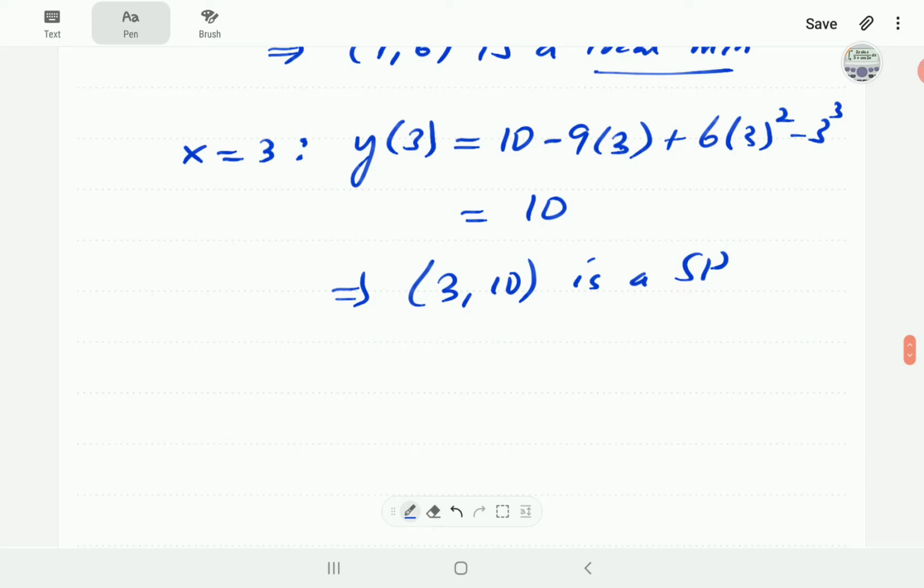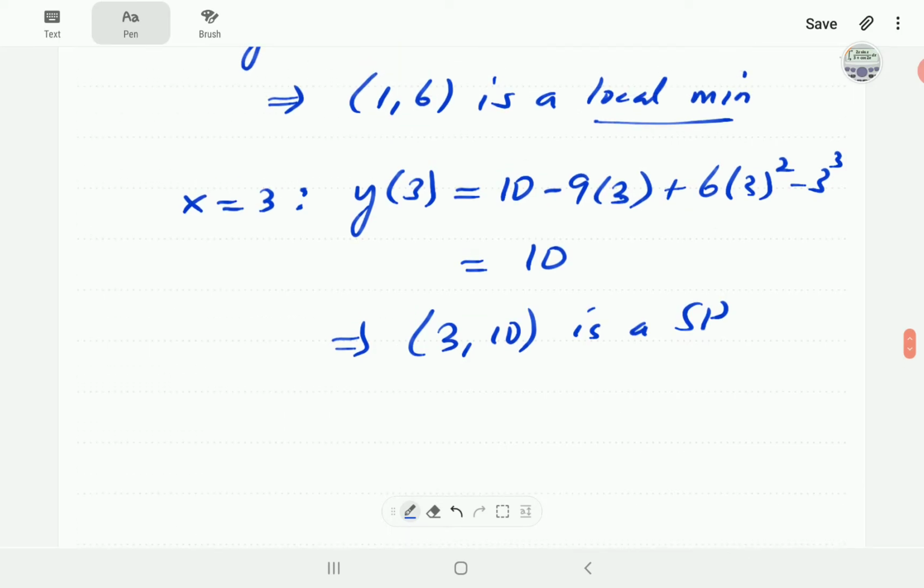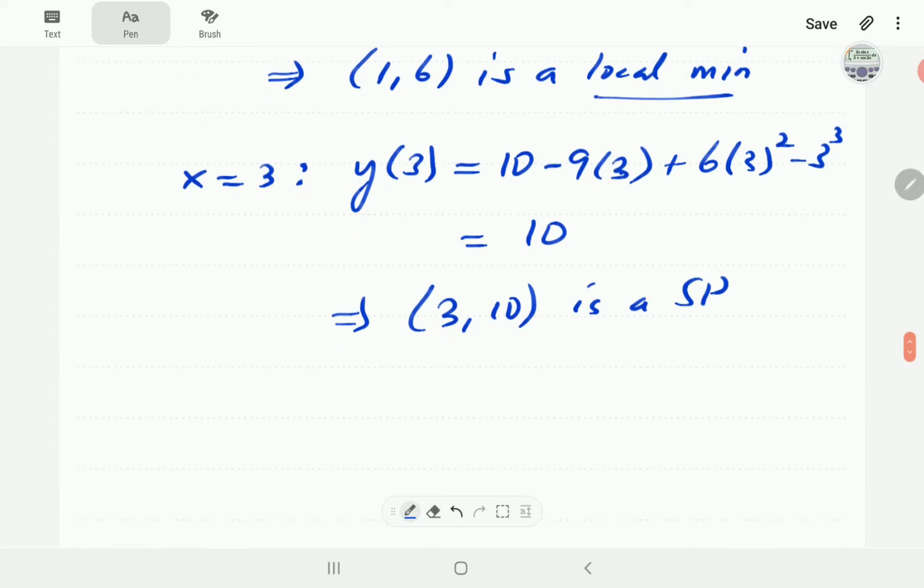All right, so since this was a minimum, we expect this one should be a maximum because there's only two. But let's let the maths do the talking. If you plug in 3 into the second order derivative, this is now going to be 12 minus 6 times 3. This is negative 6.